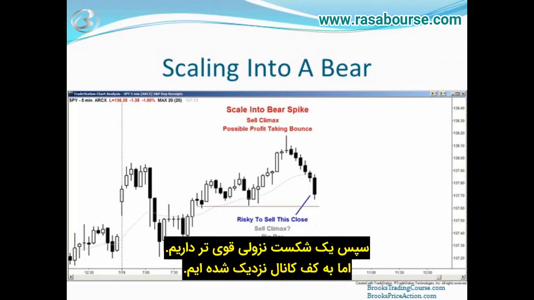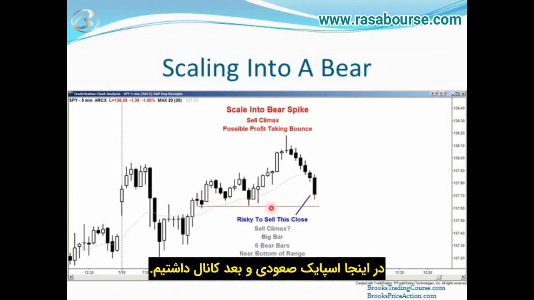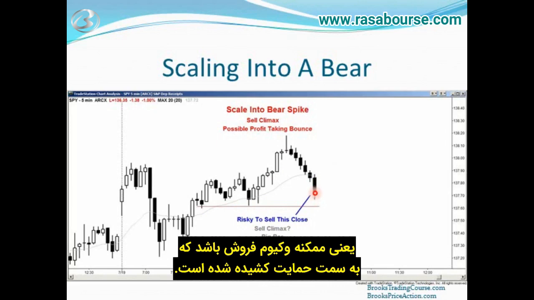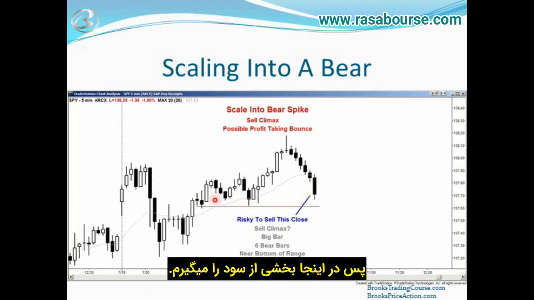Now we have a stronger bear breakout, but we're getting close to the bottom of the channel. We had a spike up in a channel, and the market often finds support in the neighborhood of the channel. You can sell this close. I would be nervous that this could be an exhaustion gap, a sell vacuum down to the area of support. So if anything, I would be looking to take partial profits.